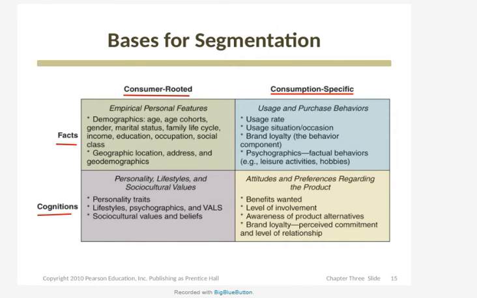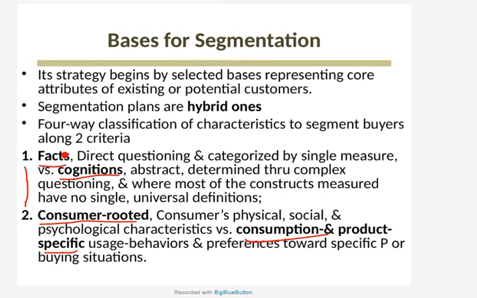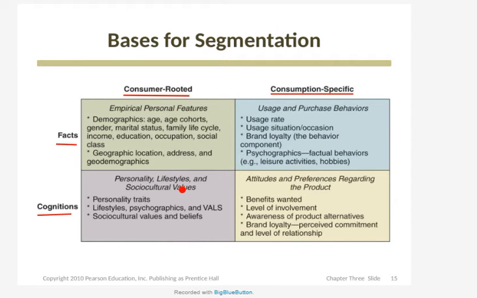So back again, one slide. I told you that the segmentation plans are hybrid. Hybrid means mixed. Whether we have facts, direct questioning and categorizing, or cognition, which is abstract, or consumer rooted, or consumption and product specific. So we have these four options, four bases of segmentation.